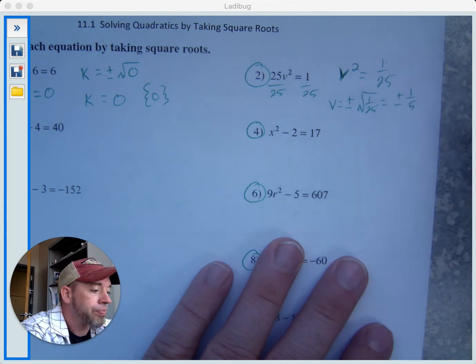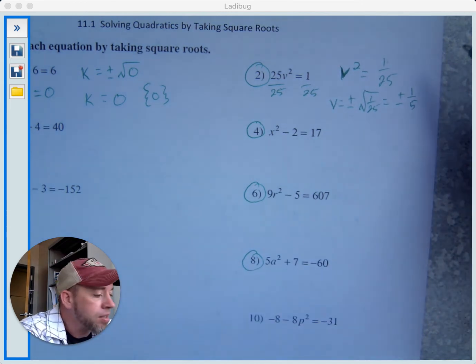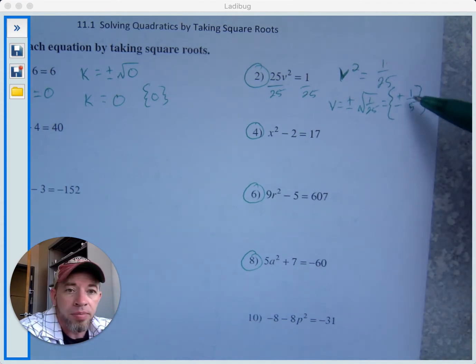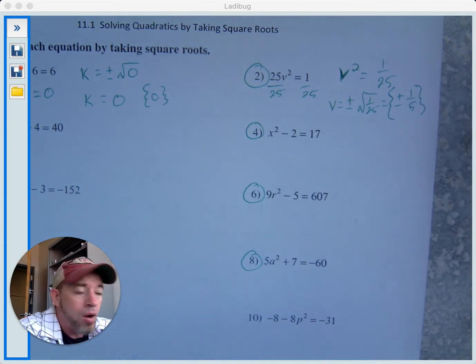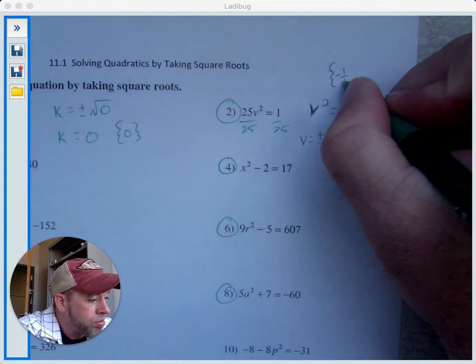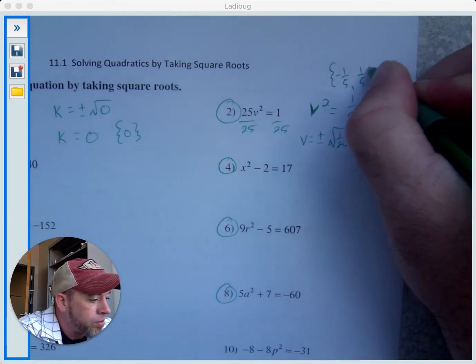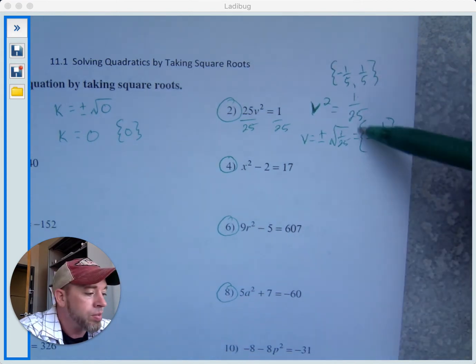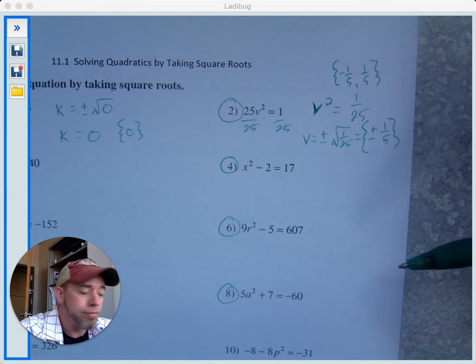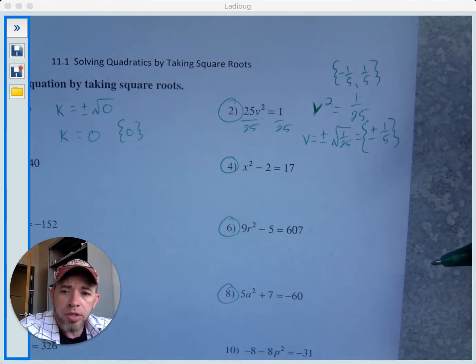1/5. Now you could put the set symbols around that, and so you could write it like that. I think MyLab has a plus or minus option for you, or you could write it like this, where we have your two solutions, negative 1/5, positive 1/5. Either one of those would be okay, I believe. So check that on MyLab. Make sure you do the homework so you can test it out before you get into the final exam.